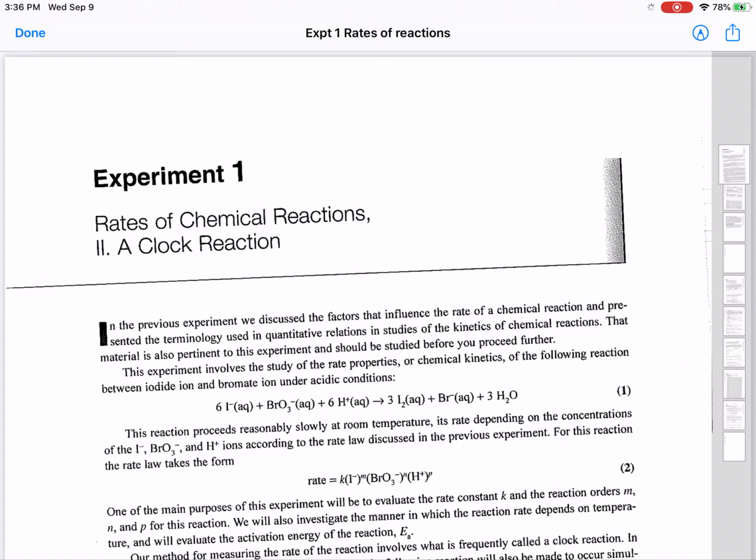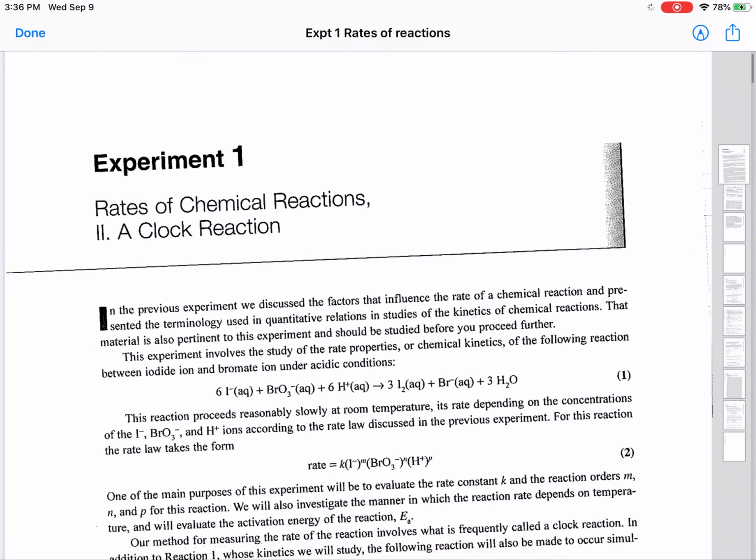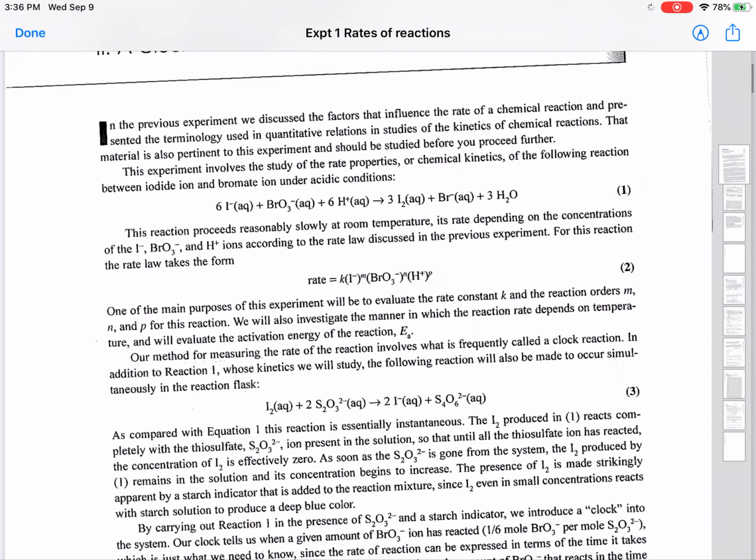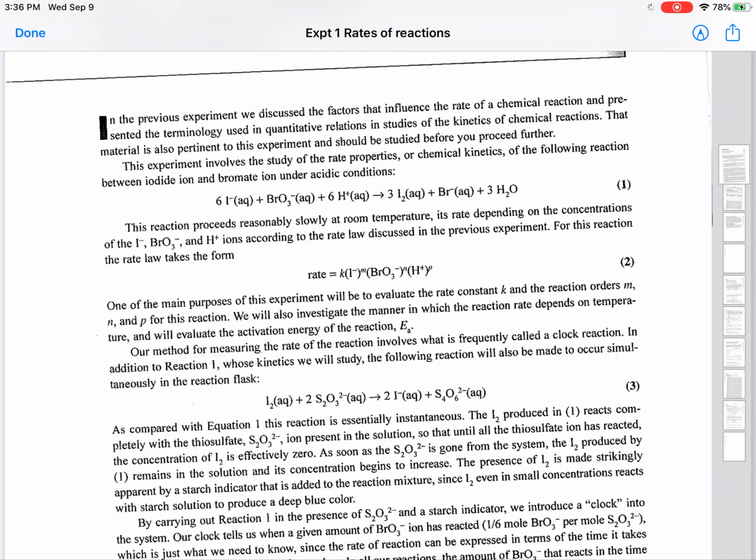So we're going to talk about experiment 1, how to do the post-lab calculations. I explained to you in our pre-lab calculations the purpose of this experiment and what we are going to do. Basically we have this reaction: iodide and bromate in the presence of acid. We are making iodine, bromide and water.